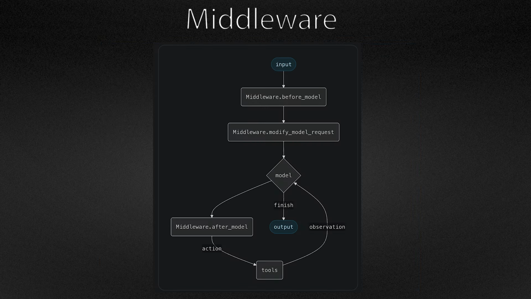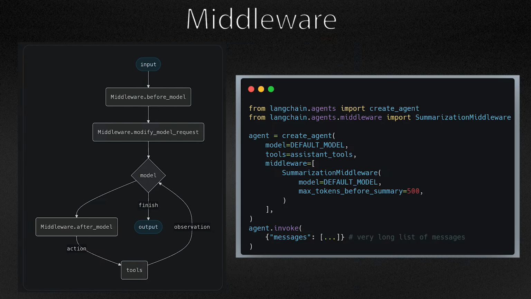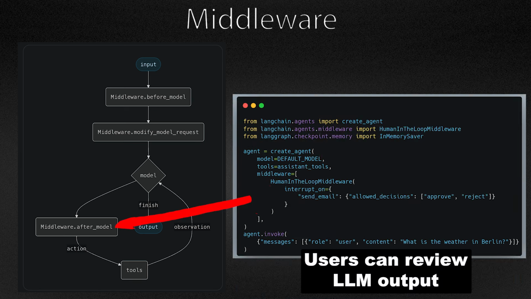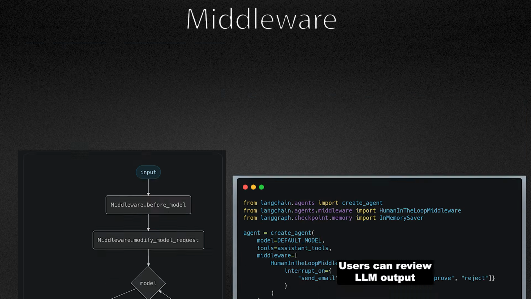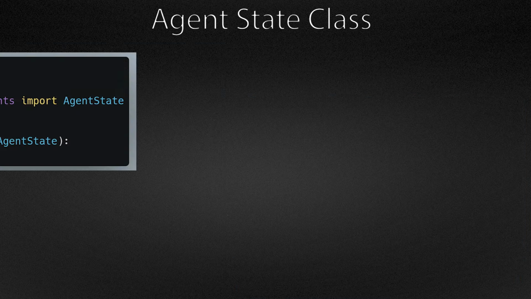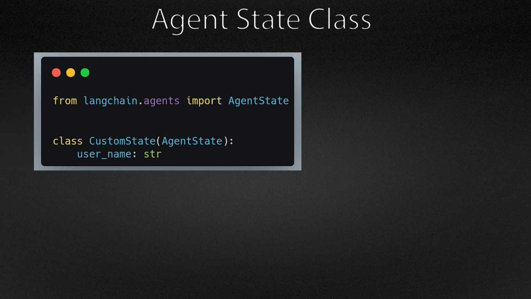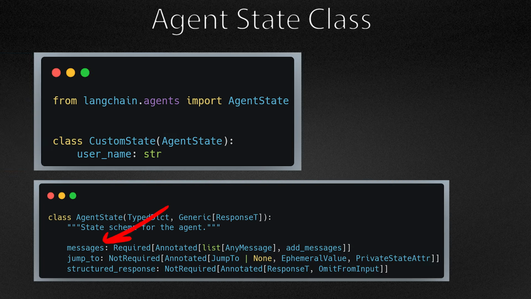Version 1.0 also introduces middleware, which lets you run logic before and after the model call. For example, you can import a summarization middleware that runs before the request, or a human-in-the-loop middleware that lets users review LLM outputs. Another addition is the agent state class, a small helper that provides state keys like messages, which automatically collects all messages in a list, and jump to, which lets you execute a specific node deterministically.